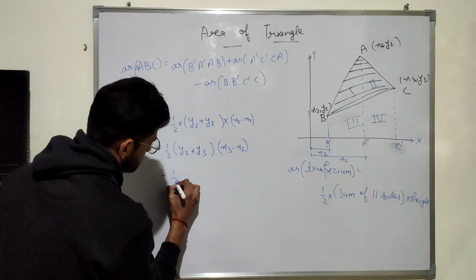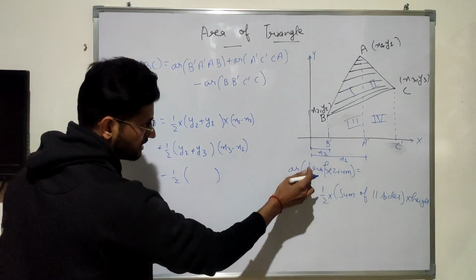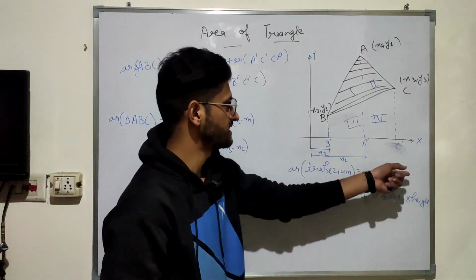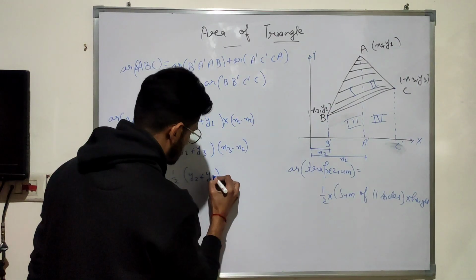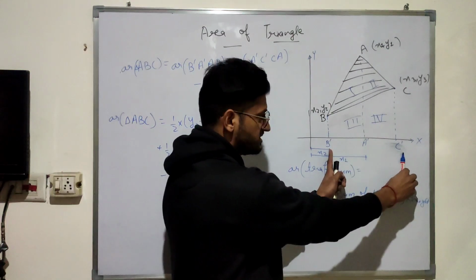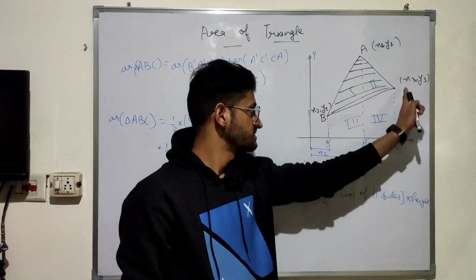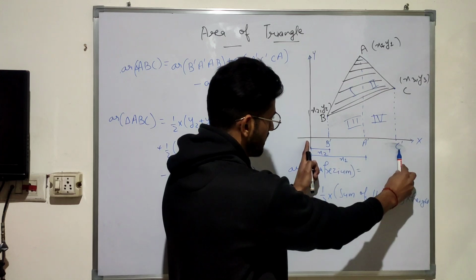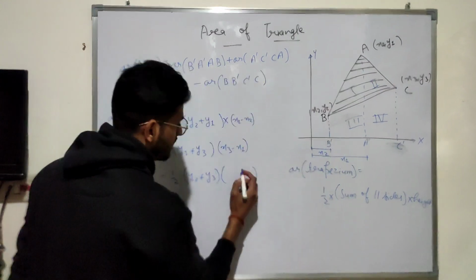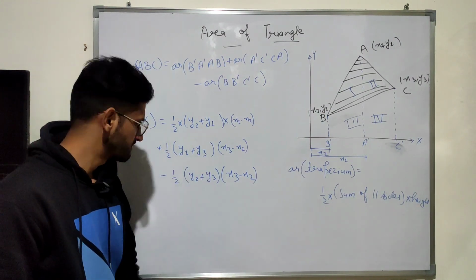Similarly, we will subtract the area of trapezium B'BCC', that is half into sum of parallel sides. The length of B'B is again y2 plus the length of C'C, which is y3, multiplied by the height of the trapezium, this one. This is going to be B'C', which means we will subtract the x coordinate of B' from the x coordinate of C', that is x3. x3 means this portion minus x2 means this portion, so we will get B'C'. So here x3 minus x2. We will simplify it to find the area of triangle ABC.